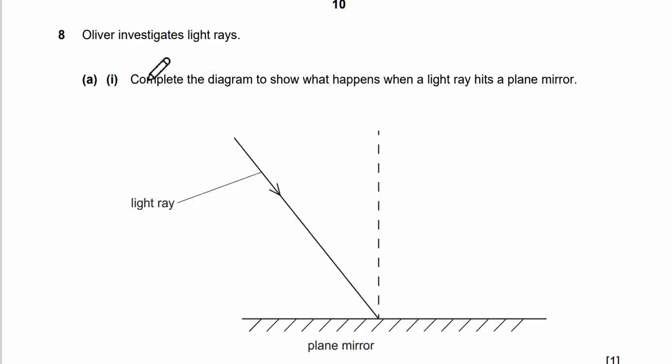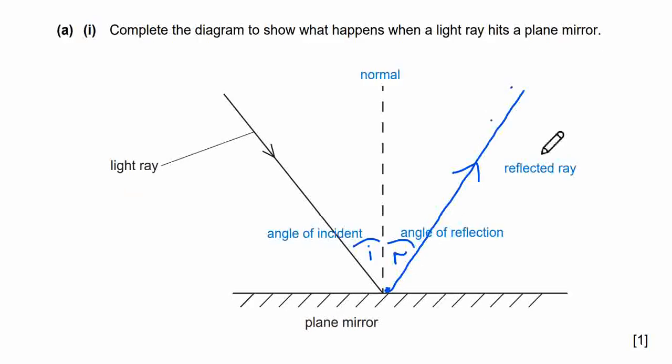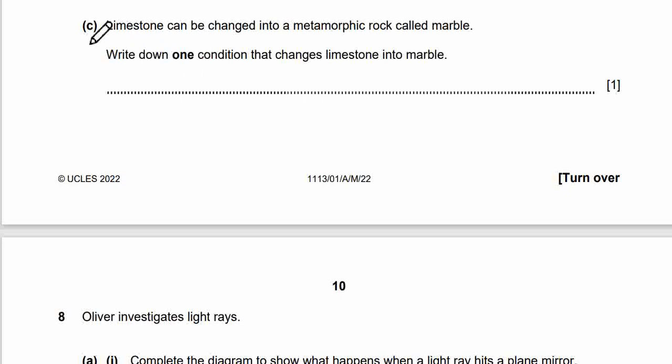Now we are in question 8. Oliver investigates light rays. Complete the diagram to show what happens when a light ray hits a plane mirror. So this is the incident ray. According to the law of reflection, it will be reflecting at the same angle as the incident ray. So you have to make the same angle here as the reflected ray and draw a straight line. So let's draw that. Here's our drawing. Angle of reflection is the same as angle of incidence, and this is the reflected ray. Now this is the normal line. Hope it's clear? Oops, sorry, I think we skipped 7C.